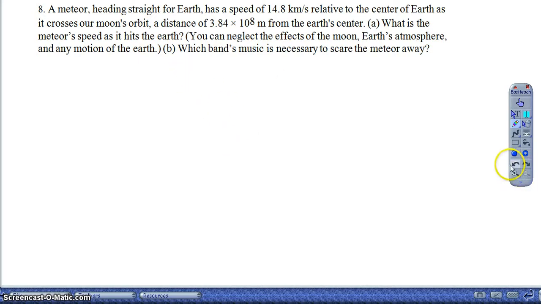As I typed up this question, I constantly saw visions of Armageddon in my head, and so of course the correct answer for part B is the incredible music of Aerosmith, right?